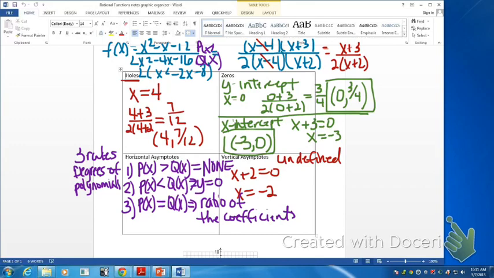So what condition do we have here? 1, 2, or 3? We actually have where they are equal to each other, right? We have degree of 2 equal to degree of 2. So we are working with our third condition. And so what we will do is we will take the ratio of the coefficients. Let's look at our numerator. What is the coefficient of the x squared? And what's the coefficient of the 2x squared? 2. So the ratio is 1 over 2. So that is your asymptote. That's it. Any questions on that?